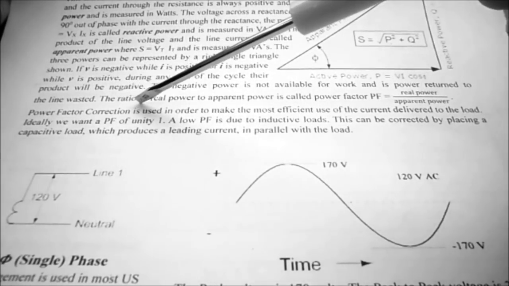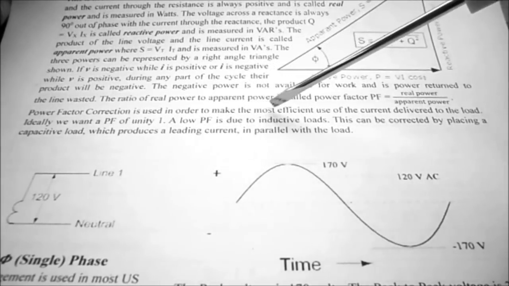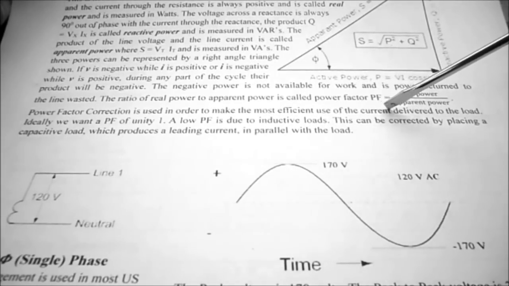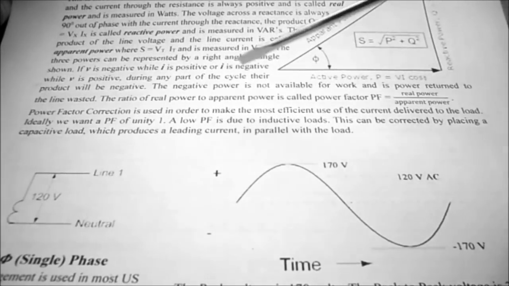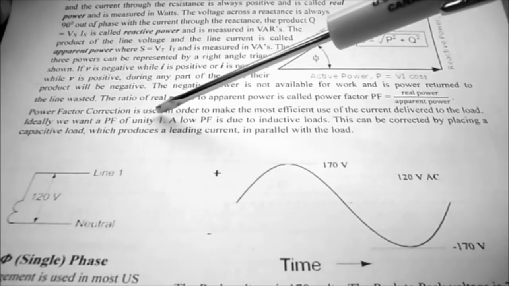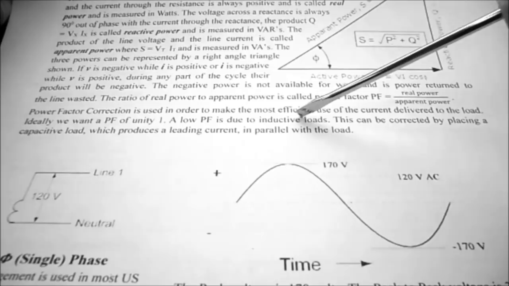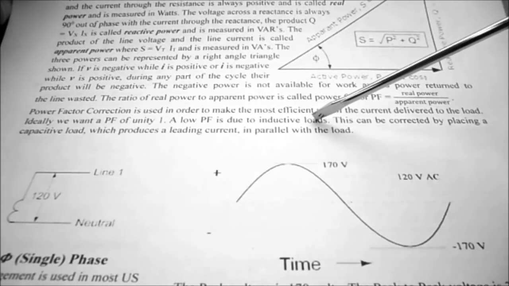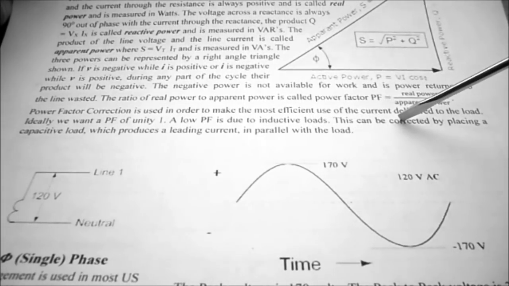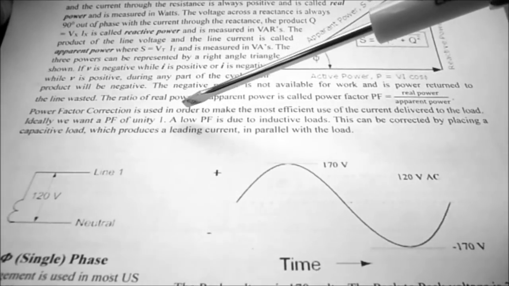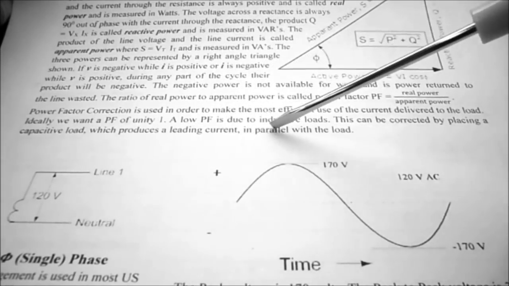Power factor correction is used in order to make the most efficient use of the current delivered to the load. Ideally, we want a power factor of unity, or one. A low PF is due to inductive loads, such as motors, and this can be corrected by placing a capacitive load, which produces a leading current, in parallel with the load.